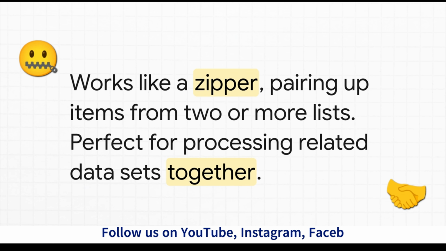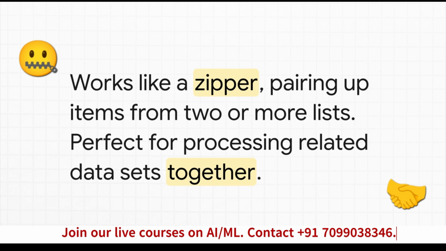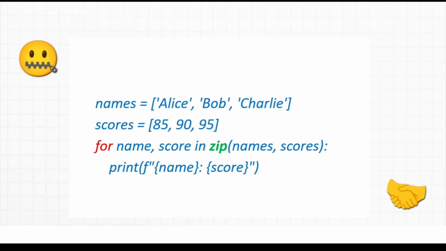And for my last trick, zip. What happens when you have two lists that are related to each other? Like a list of names and a corresponding list of scores. How do you loop through them together? Well, zip is pure magic. The name is perfect. It works exactly like a zipper. It takes the first item from names and the first item from scores and zips them together into a pair. Then it takes the second from each and zips them. It's just an incredibly elegant and Pythonic way to handle parallel lists.